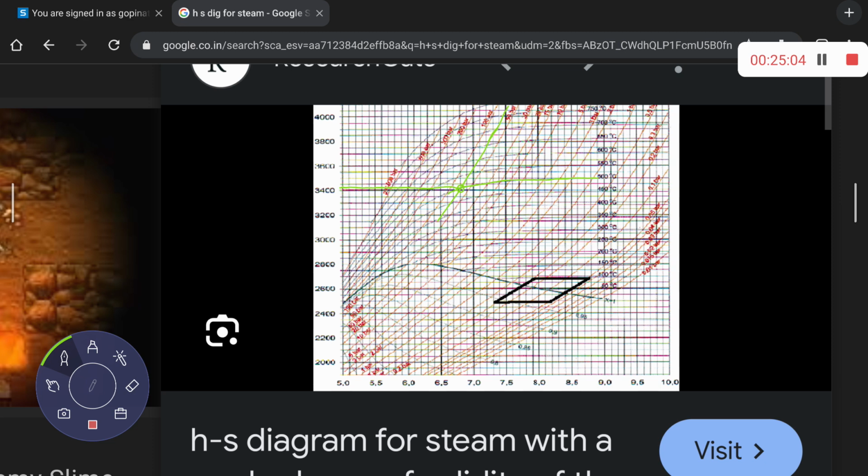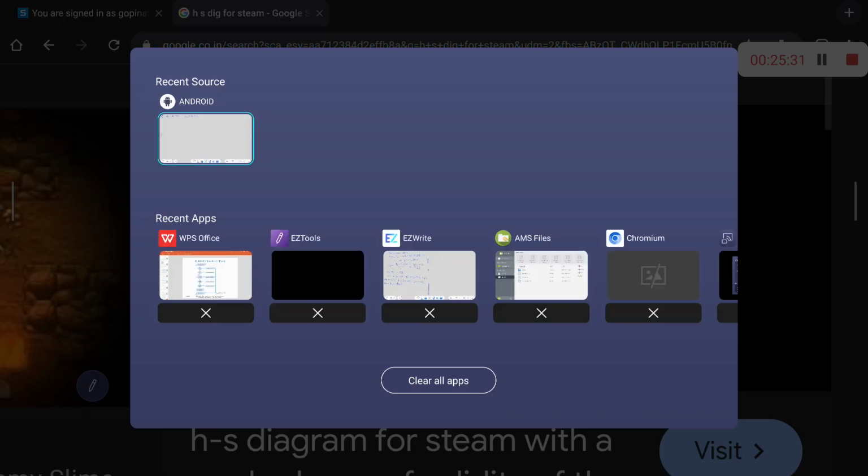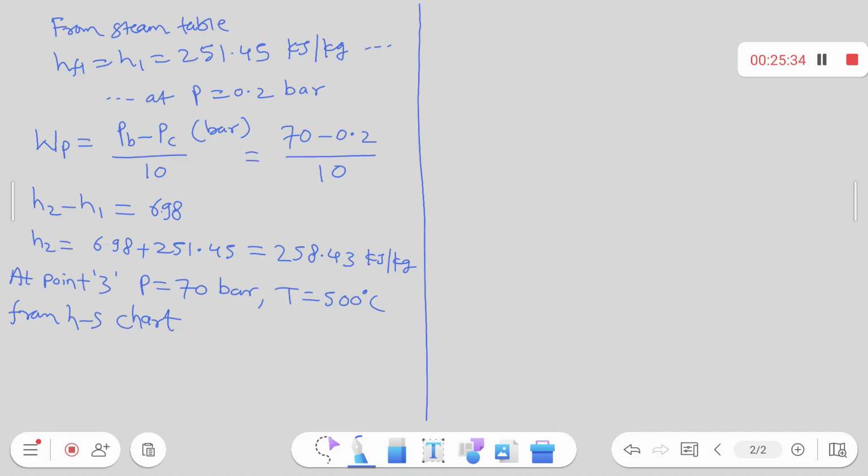So here you will get 3425 approximately, right? So from here, you will get H3. Okay, so from the HS chart, H3 is how much? Kilojoule per kg.